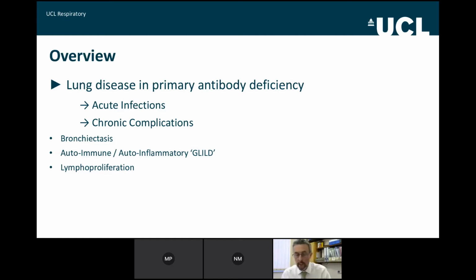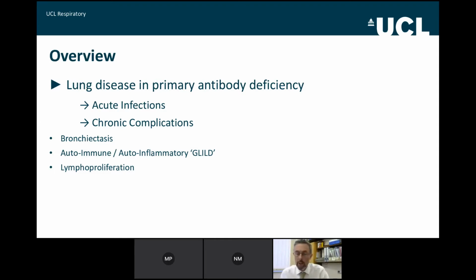There are really three things which demand our attention. The first is bronchiectasis. The second is something that we'll call GLILD, G-L-I-L-D, and we'll talk a lot more about that a little bit later. And right at the end, I want to say just a few words in one slide about lymphoproliferative disease in the lung in people with primary antibody deficiency as well.